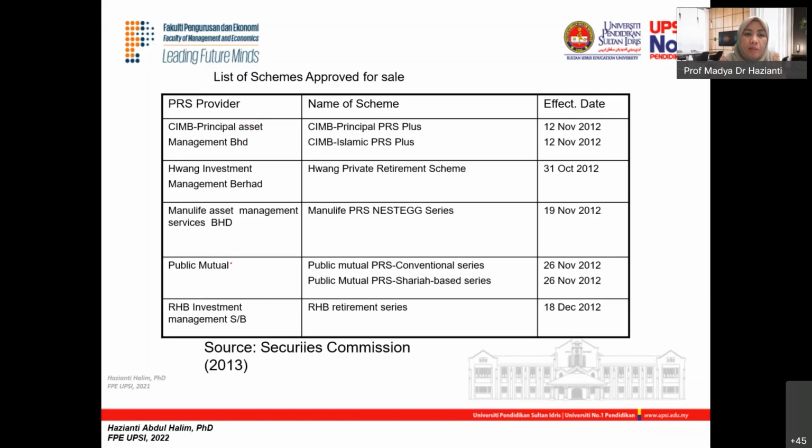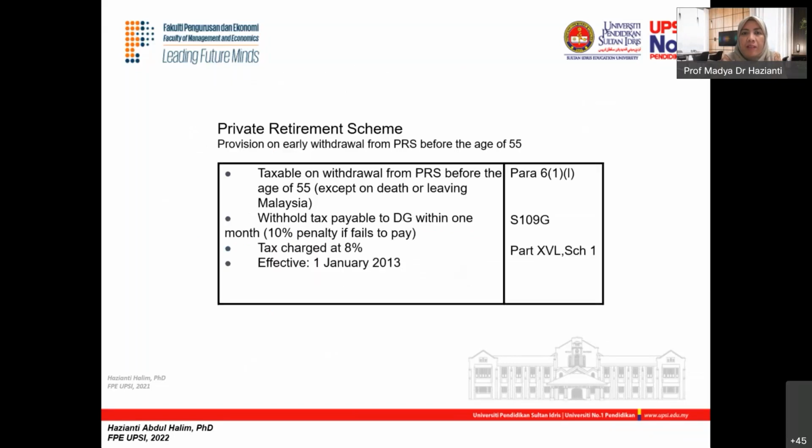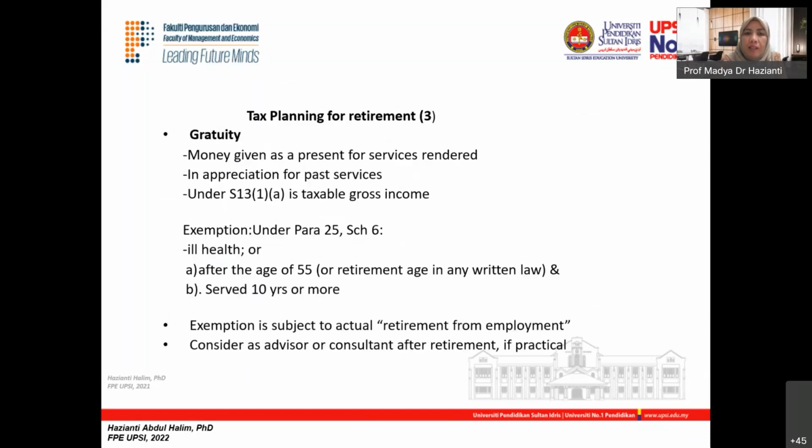And these are the schemes provided by the Securities Commission, and it is actually approved. So whatever savings that you have here under the listed or approved PRS, it can be deducted from your tax payable calculation. Okay, so for PRS again, withdrawal before the age of 55, except on death or leaving Malaysia, there is a tax charge at 8% for PRS.